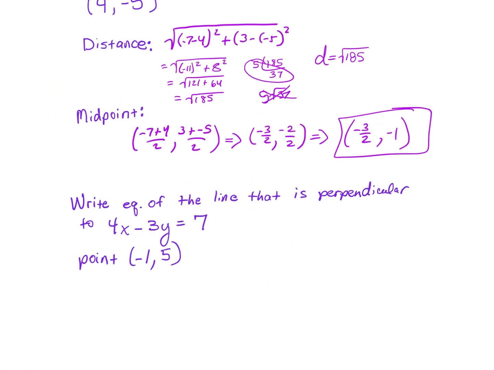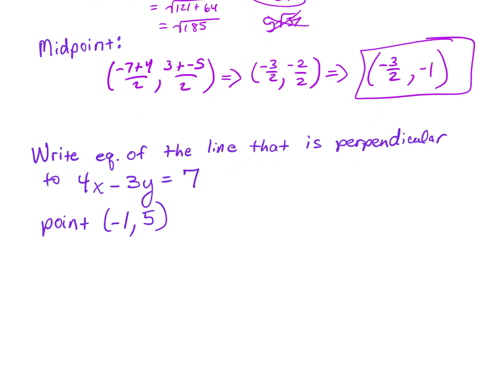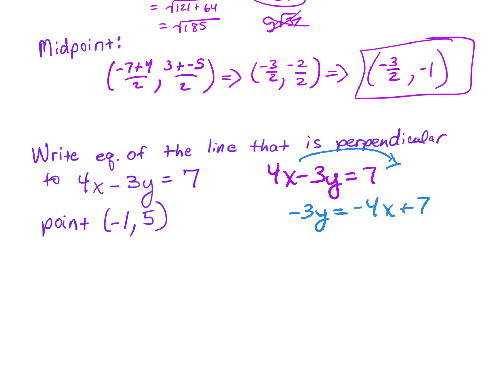All right, and lastly, guys, you will have a question where they'll either give you 2 points, so you have to find the slope, or they'll give you an equation to find the slope, and then another point to write a line that's perpendicular or parallel. So if I'm given an equation like 4x minus 3y equals 7, how do I figure out first what the slope of this equation is? Okay, so move the 4x over. I have negative 3y equals negative 4x plus 7.